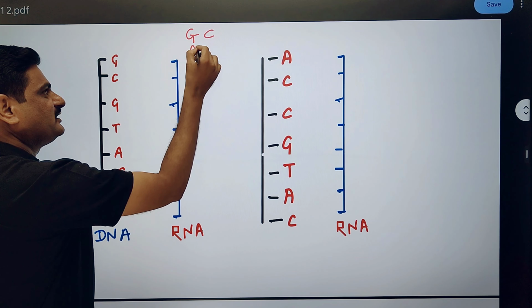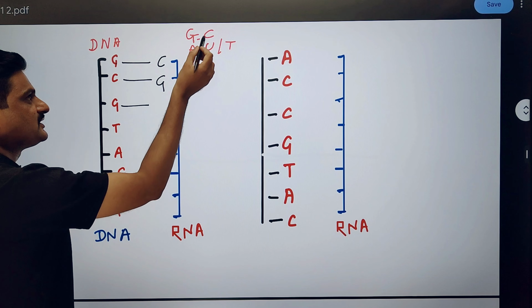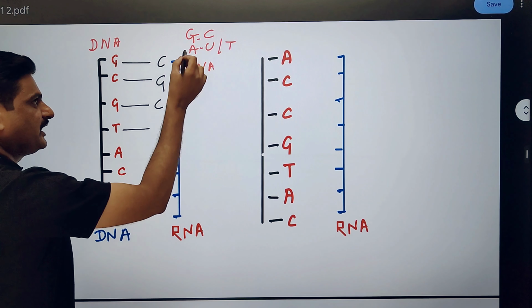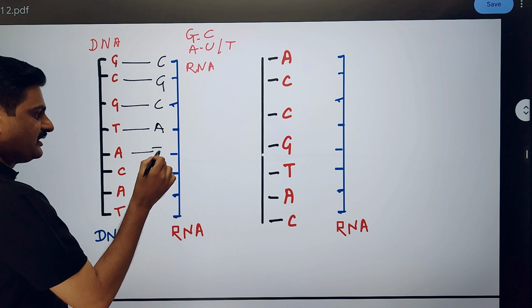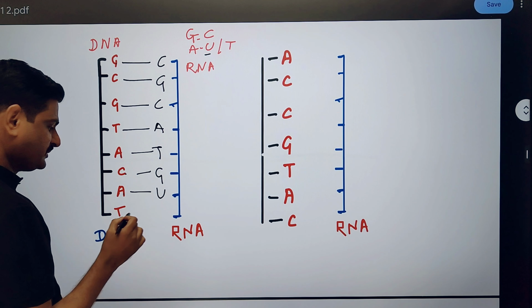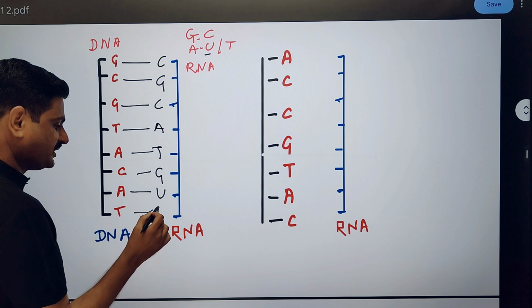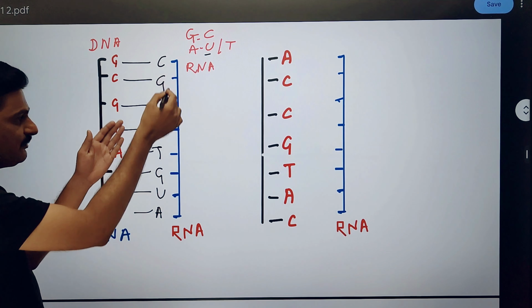Check. G. What is G complementary? C, sir. Okay, very good. If C is there, what will come? G will come, complementary to that. G there, then C will come. T there, then A will come. A there, then U. C there, then G. For A the complementary is U, so U will come. T there, then A will come. So here we made RNA. How? By using the nucleotide sequence of DNA. This process is called transcription.